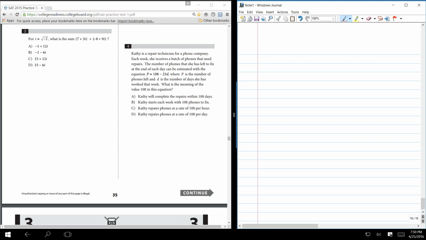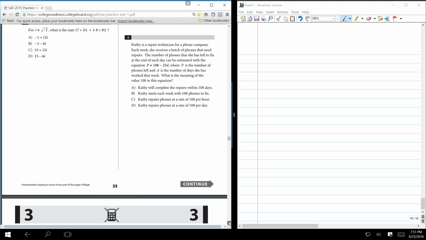Right. Okay. What if you let D equal 0? Now remember what D is. D is the number of days she has worked that week. So that means if she has worked 0 days, P is the number of phones left at the start of the week because she has worked 0 days. Exactly. So I can just plug in D there. Answer B. She starts each week with 108 phones to fix. Got it.